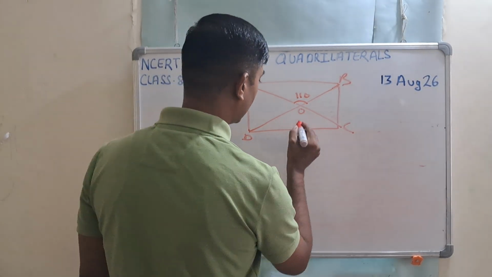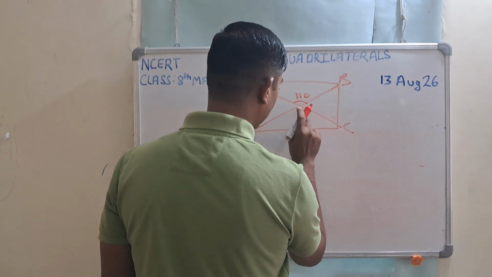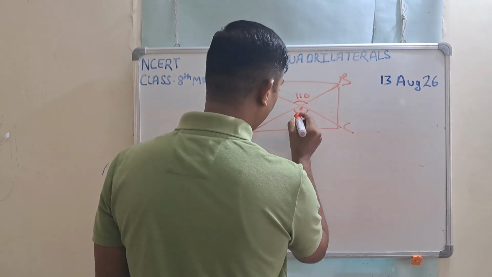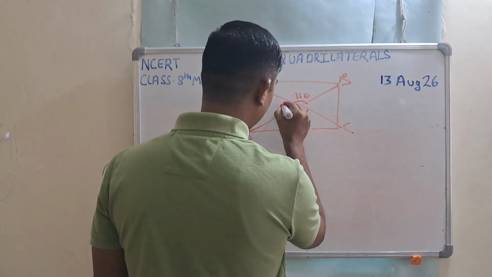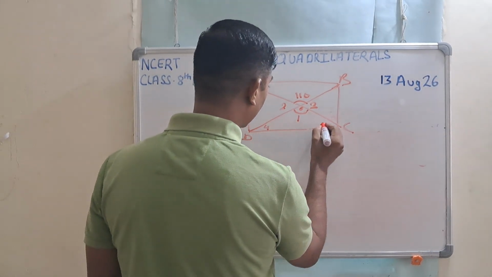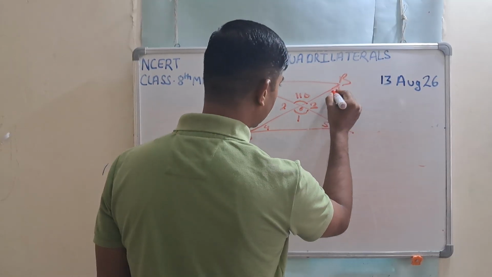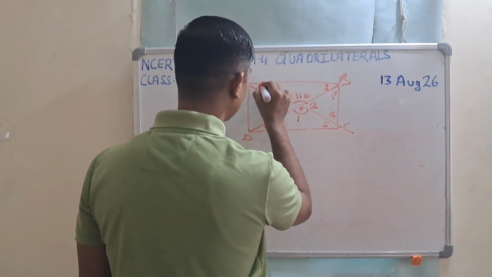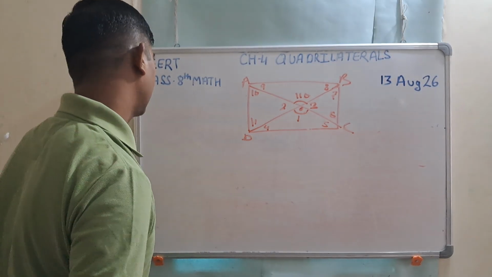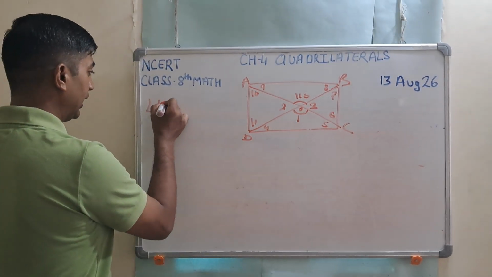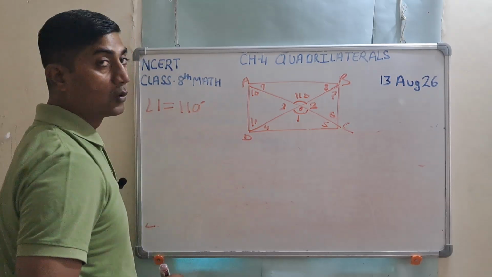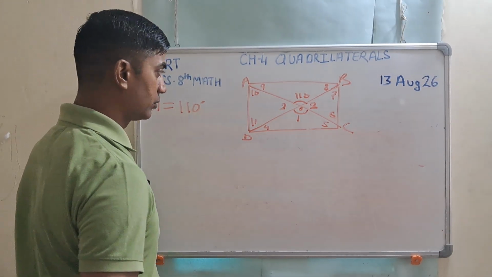Let's name it. Suppose this is the point of intersection O. This angle is 1, this angle is 2, 3, 4, 5, 6, 7, 8, 9, 10 and 11. Let's find out all these angles. Angle 1 is equal to 110. Why? Vertically opposite angle. Understood?